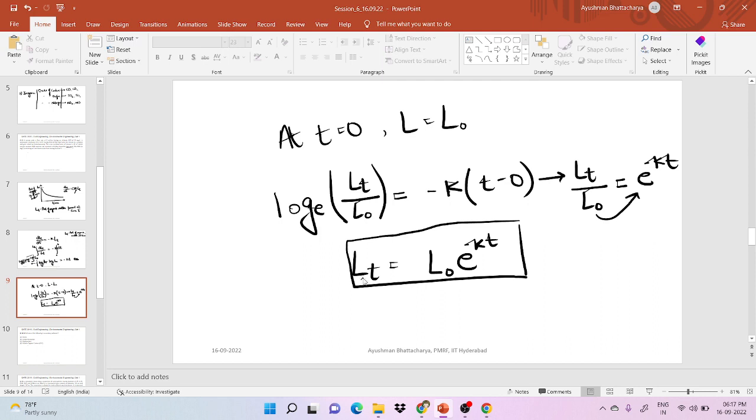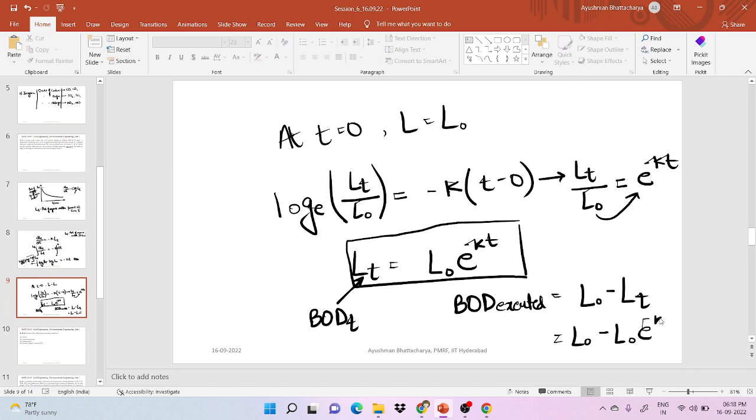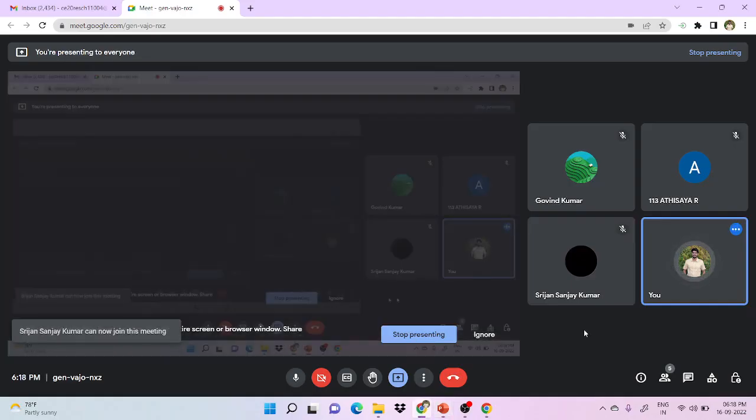So this is the BOD at time t. If the question asks for BOD exerted during the time t, then we have to do L naught minus Lt. So that time our formula will become L naught times 1 minus e raised to minus kt. I hope till here it is clear. Is it clear?